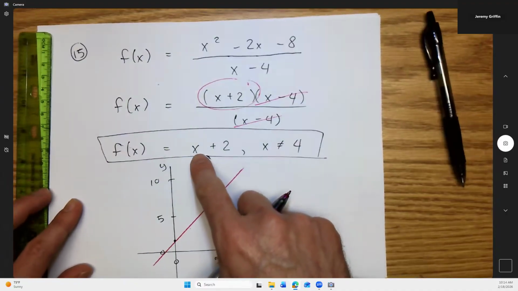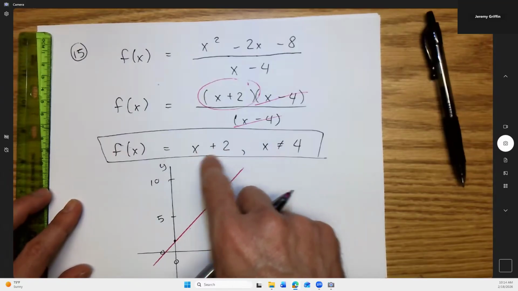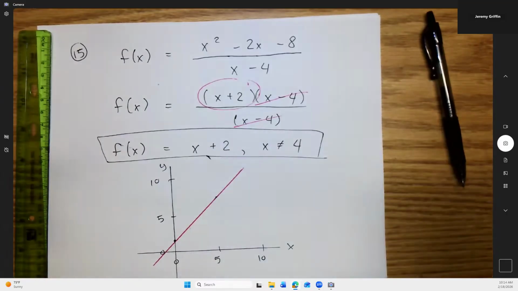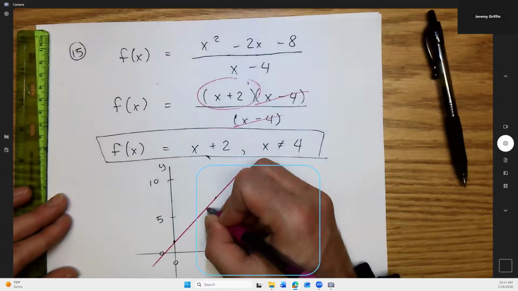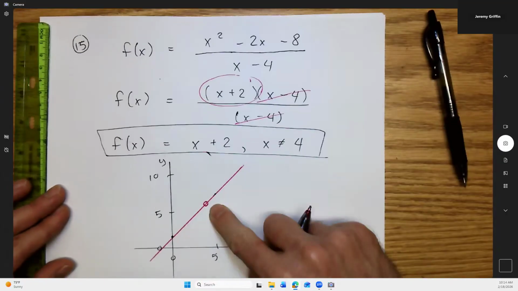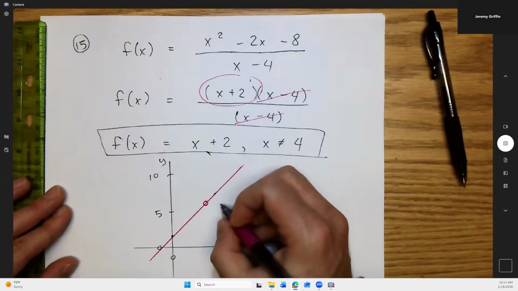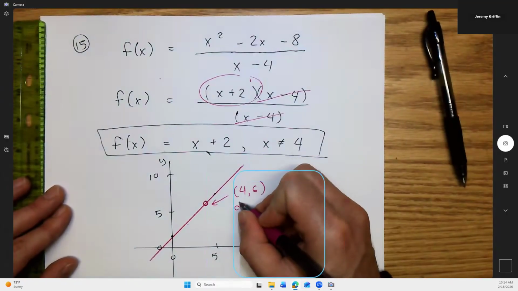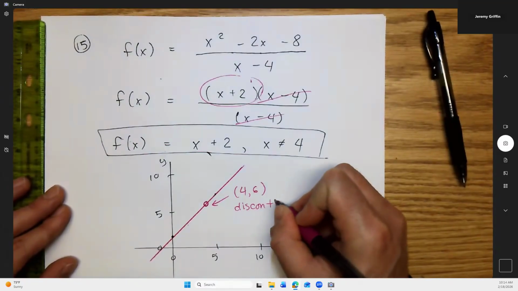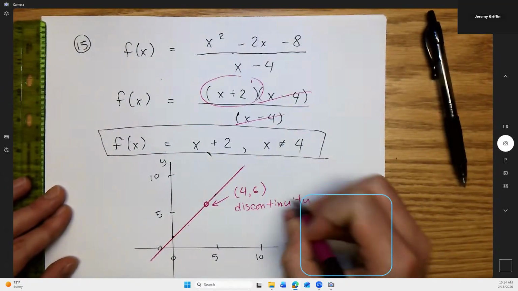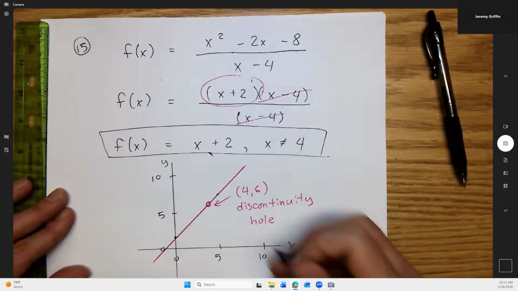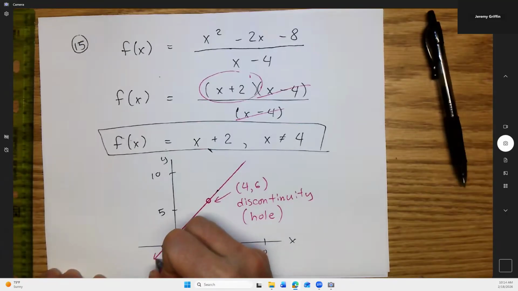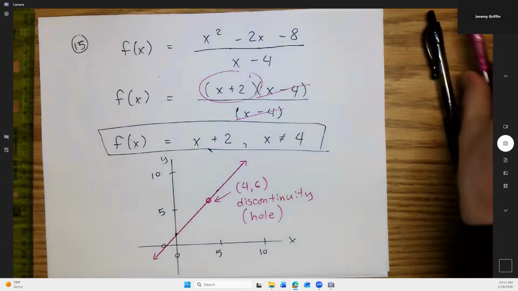Now, if you did plug in 4, guys, what would the coordinate be? 4 comma what? Undefined, but 6 is where it would be, right? So 4, 6. Okay. So guys, go ahead and do this. Put a little hole at the point 4 comma 6. That's called a discontinuity. Okay. Yeah, also called a hole. Like that. Right, you guys good there?